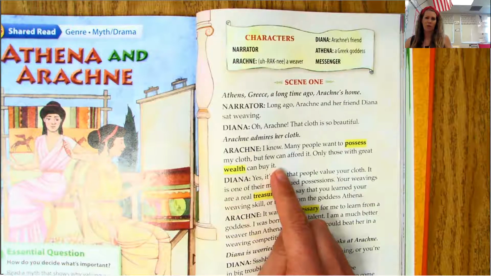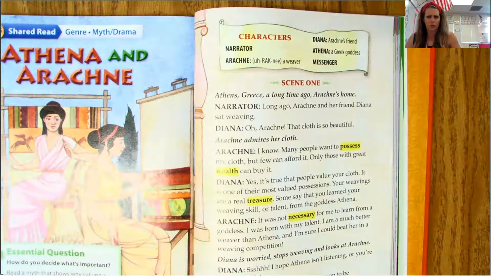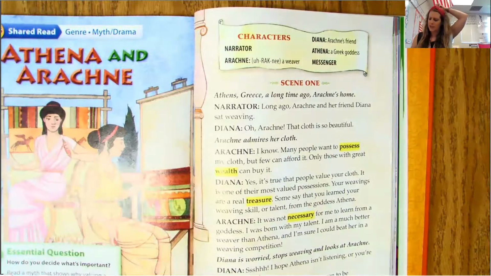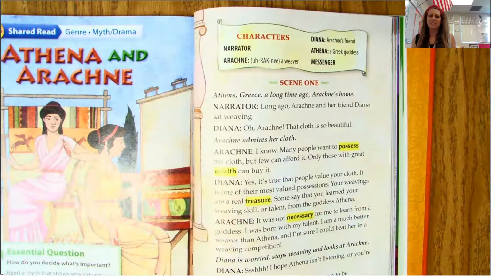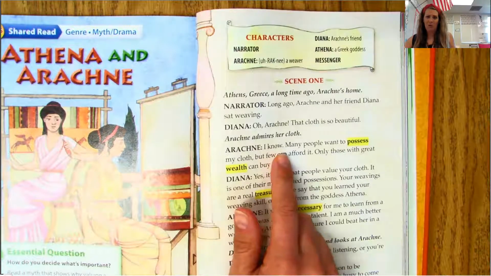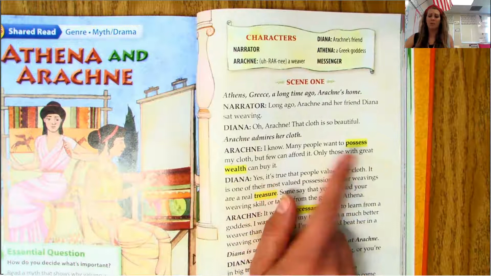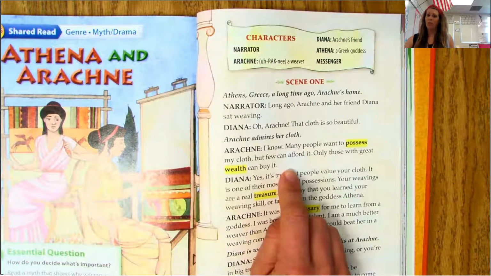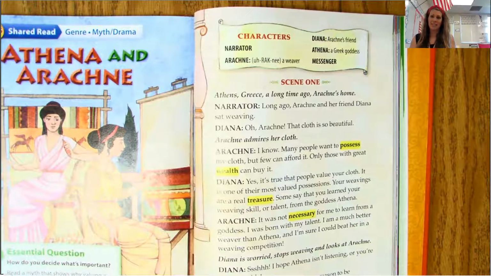Let's stop and think about what we're kind of learning from both of these characters. So Diana, I don't know which one is Diana, but Diana seems very complimentary, right? She seems nice and supportive for her friend, right? But then Arachne, after she gets that nice compliment, when you get a compliment, what should you say? Thank you. But she says, I know. And then she goes on to say that everybody wants her cloth, but not many people can afford it. Think of a word that might describe her. Okay, try to think of that word and see if we can tie that into our theme.